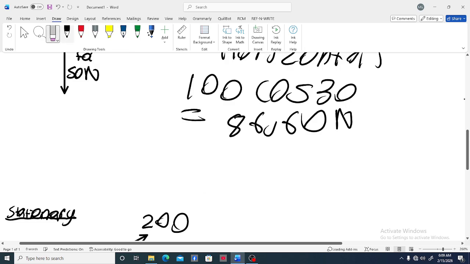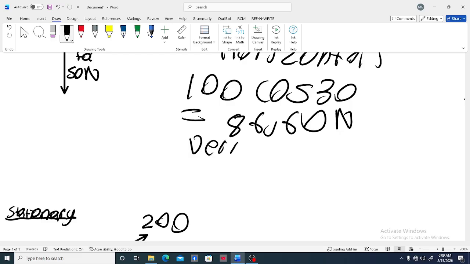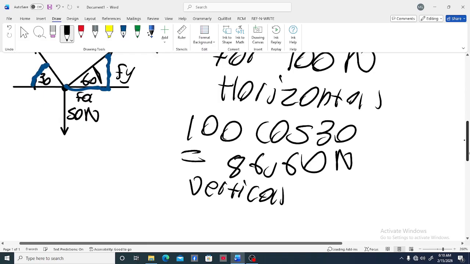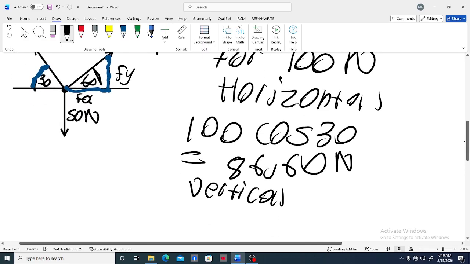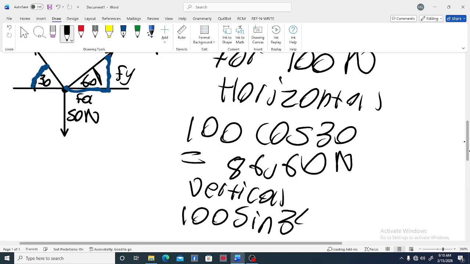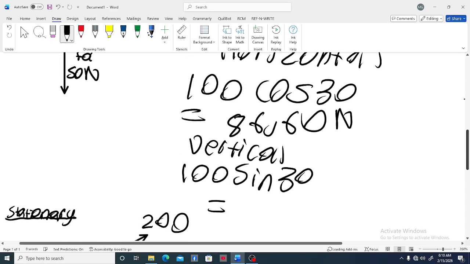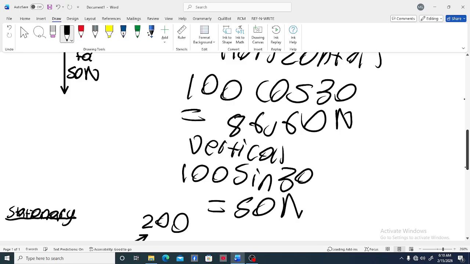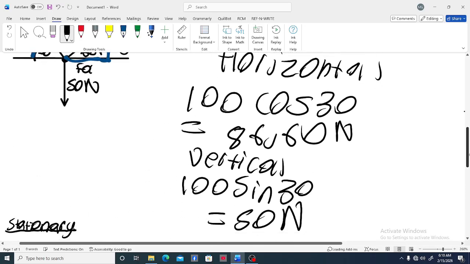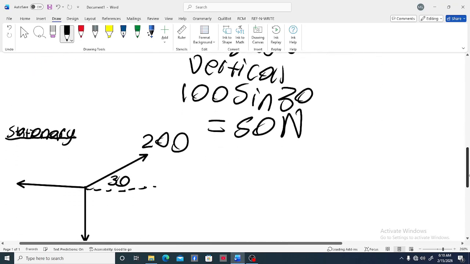And then for the vertical component, remember, for the vertical component, what are you going to do? You're just going to say 100 sine 30. Forgive me for my bad handwriting. 100 sine 30 is going to be 50 newtons. And then we're done. Basically that's it.